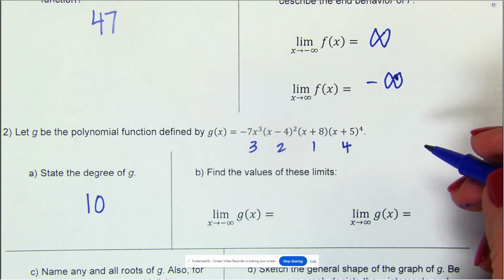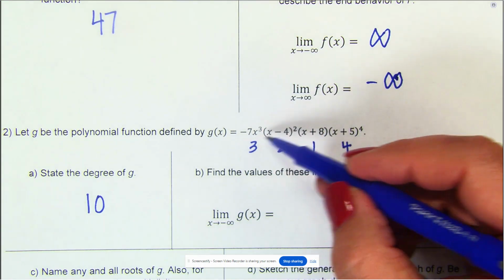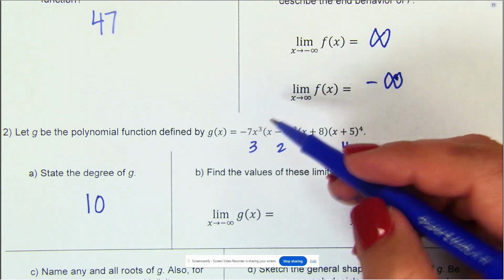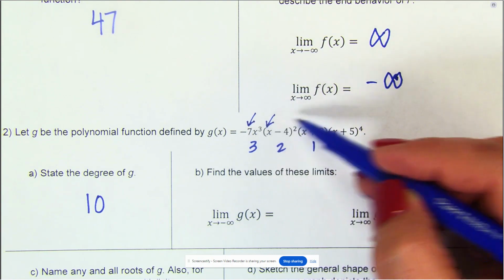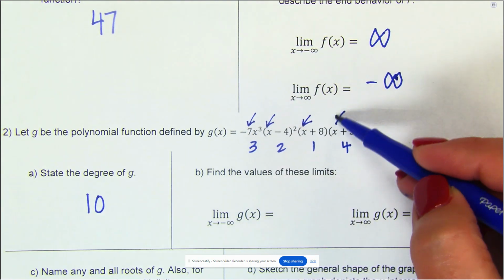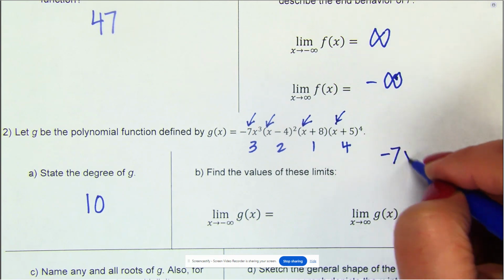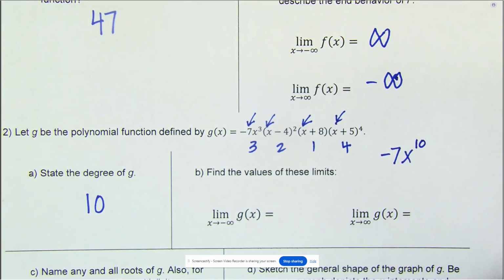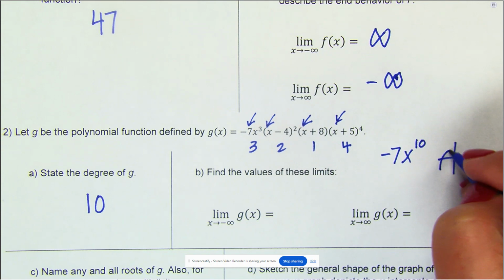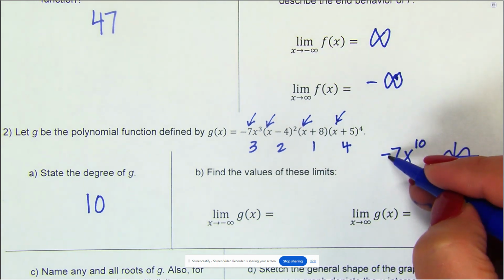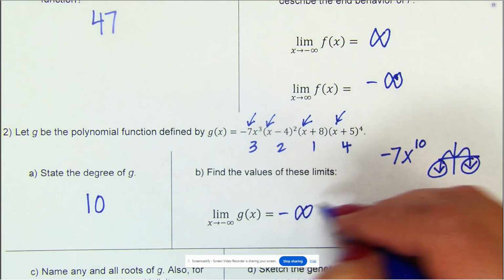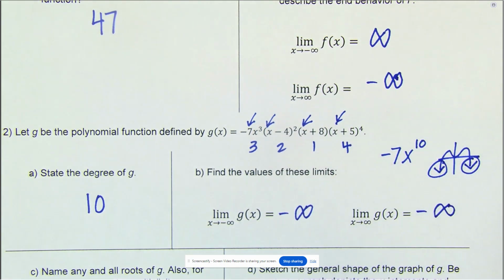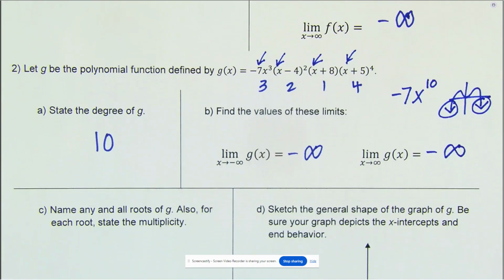By the lead coefficient. When a problem is factored, to figure out the lead coefficient, just multiply the numbers in front. So that'd be -7 times 1 times 1 times 1. So this is a -7 x to the 10th if it was all multiplied out, which means it looks something like this. The ends are going down because it's a negative, but because it's even, they're together. So both of the ends are going down. Name any roots and state their multiplicity.